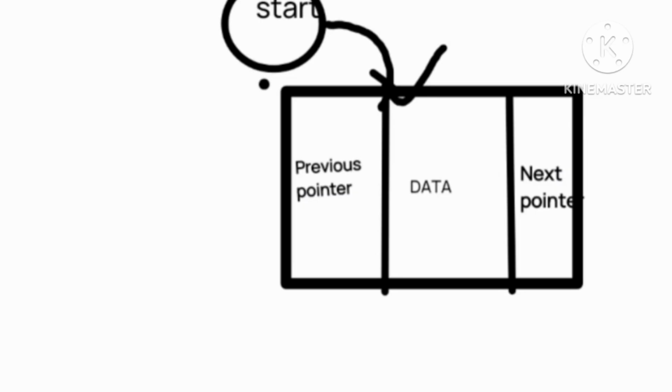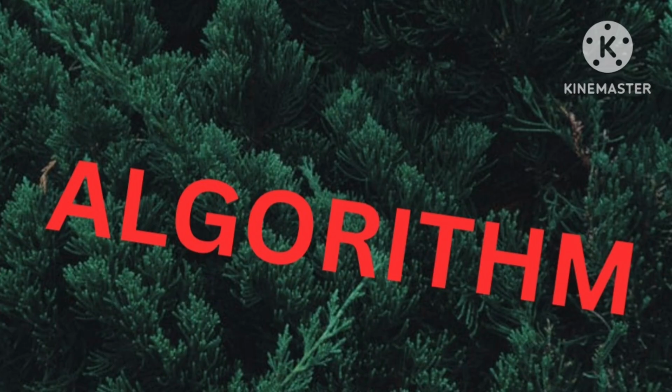Now here is the structure of the node, which consists of two pointers. One is the previous pointer and another is the next pointer, which is pointing to the next node in the list. And the third part is the data value that is stored in the node. In this way we can traverse the list in both directions, as compared to the singly linked list, which can be traversed in only a single direction.